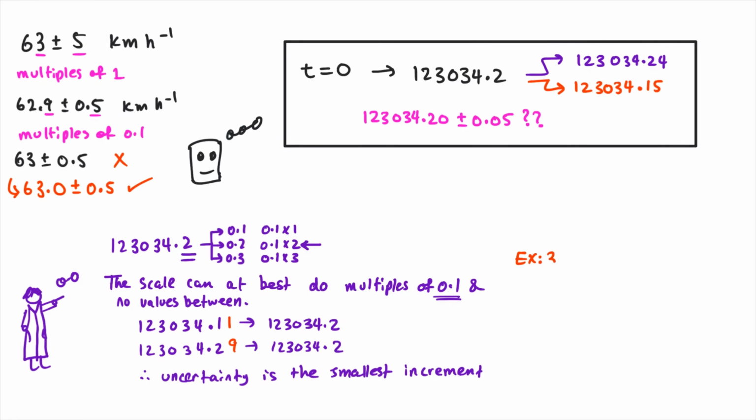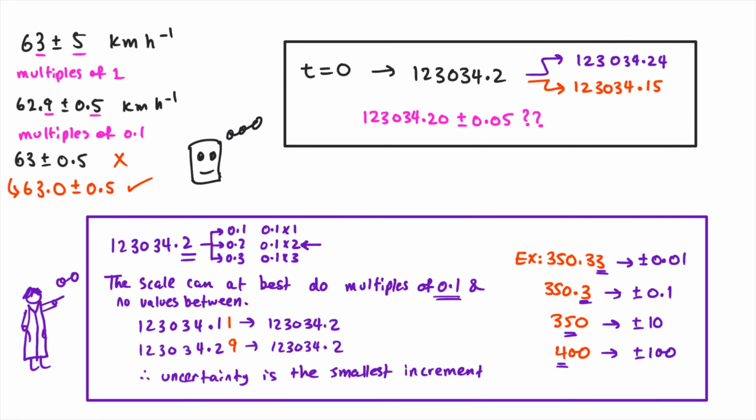For example, the uncertainty of measurement of 350.33 is 0.01, 350.3 is 0.1, 350 is 10, and 400 is 100. Robo recorded this information in his hard drive. It then tried figuring out the distance traveled.